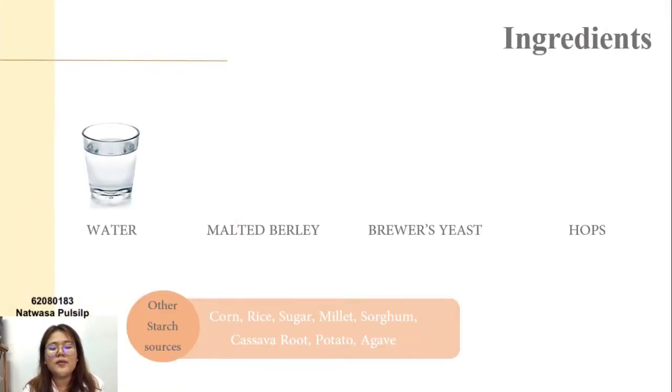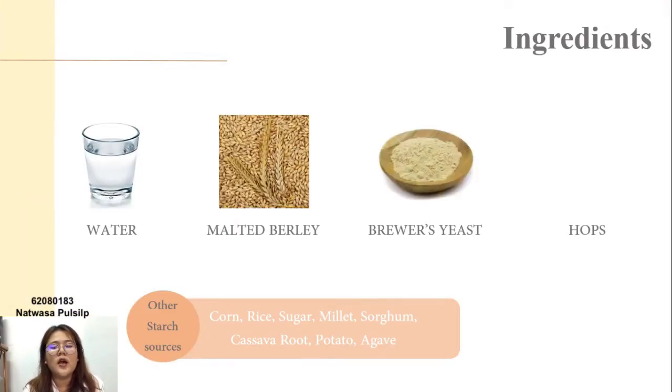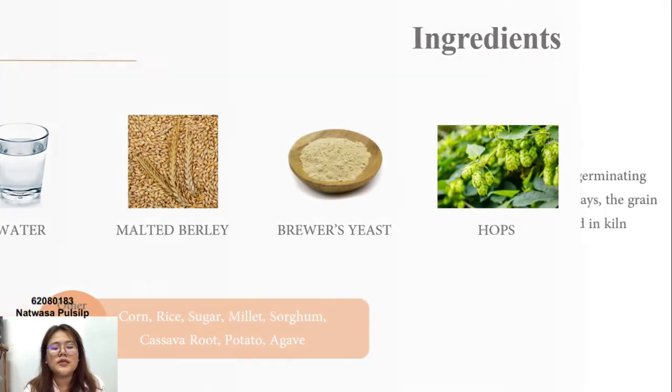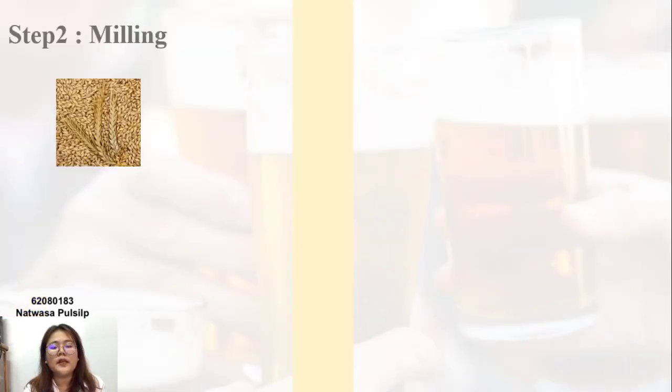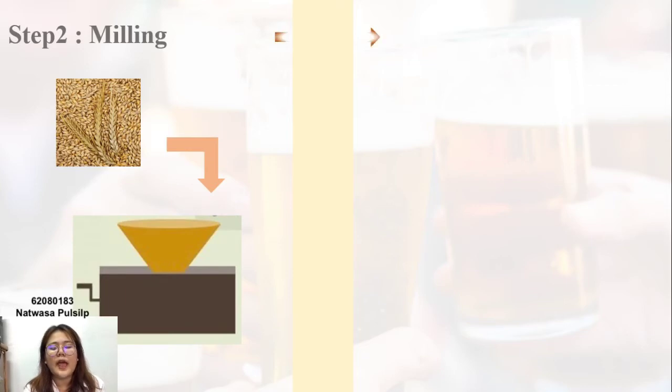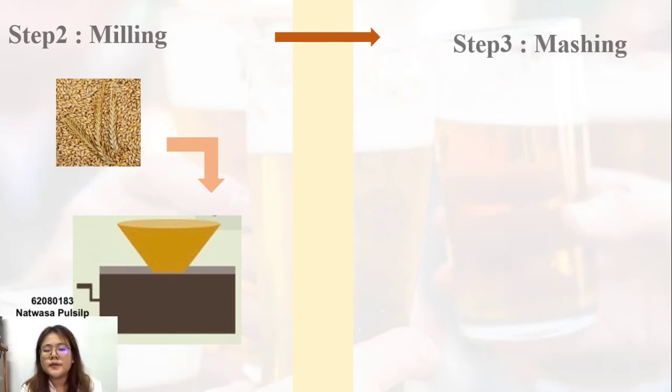Ingredients: water, malted barley, the starch, salt, brewer's yeast, hops. Process. Step 1. Malting. Malting is the process where barley grain is made ready for brewing. Step 2. Milling. Milling cracks the grain and makes it easier for them to absorb the water that they are mixed with and to extract sugar from the malt.